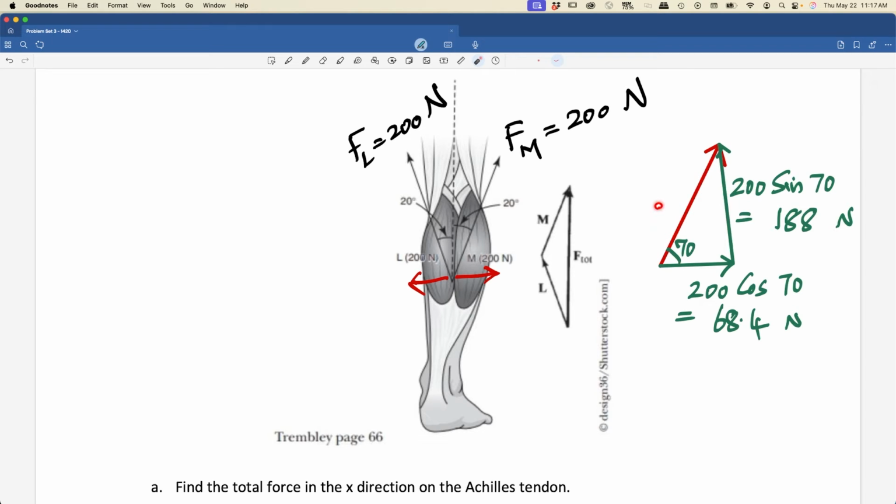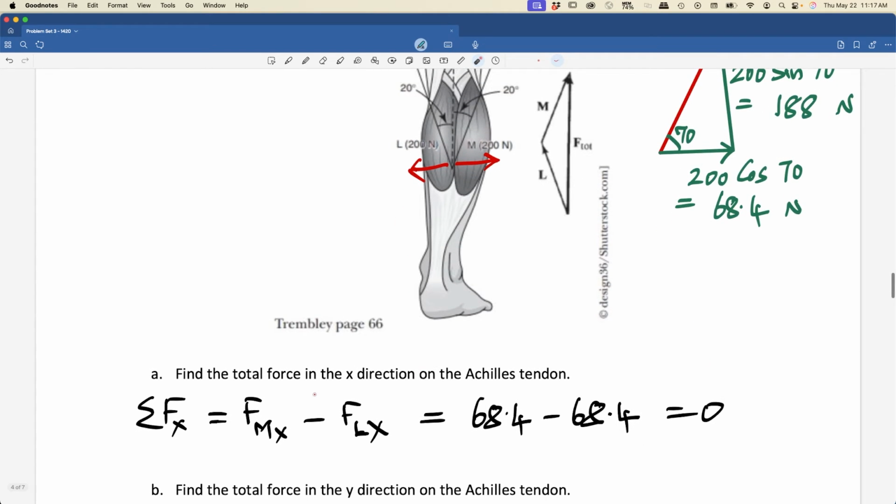And so now you know this is 200, okay? This is 200, and this angle is 70, so this must be 200 times cosine 70, and I get it. And then similarly, this is 200 times sine 70, which is 188. Now, why is it sine? Because this is the opposite side. Why is this cosine? Because it's the adjacent side. So that's how you resolve the force into its two components.